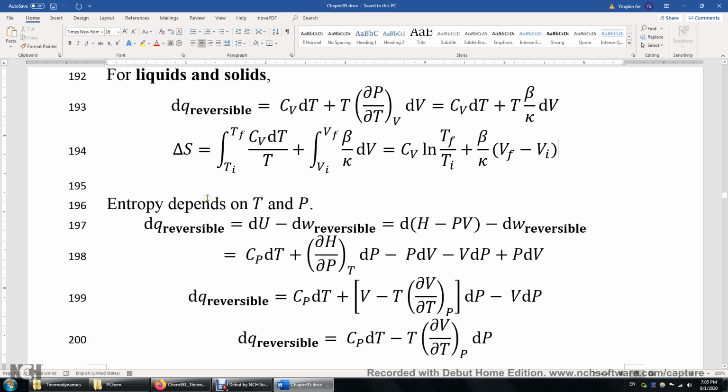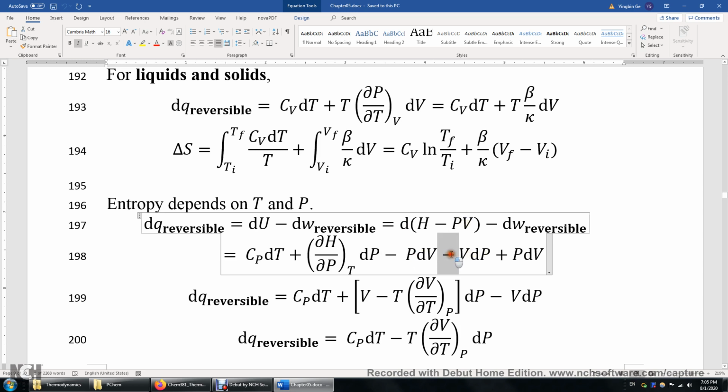Remember, we said the entropy can depend on temperature and pressure as well. In this case, volume depends on temperature and pressure. All right? So we derive this dq reversible again. This time, it's dU minus dw reversible, and we replace dU with dH minus d(PV). Okay, H minus PV is U. Now we expand this dH over here. This is dH. Cp is ∂H/∂T. Okay, and then minus d(PV). The exact differential of d(PV) is PdV plus VdP.